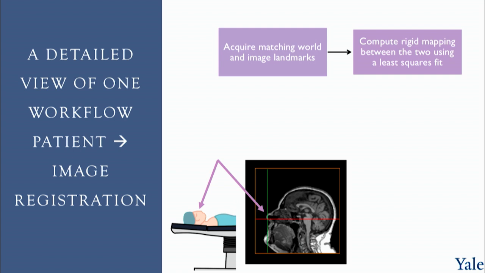Then we compute a rigid mapping between the two using a least squares fit. So mathematically, this looks like this. If X are the points in the world, Y are the points in the image, we estimate this matrix A that we can multiply X by to get Y.